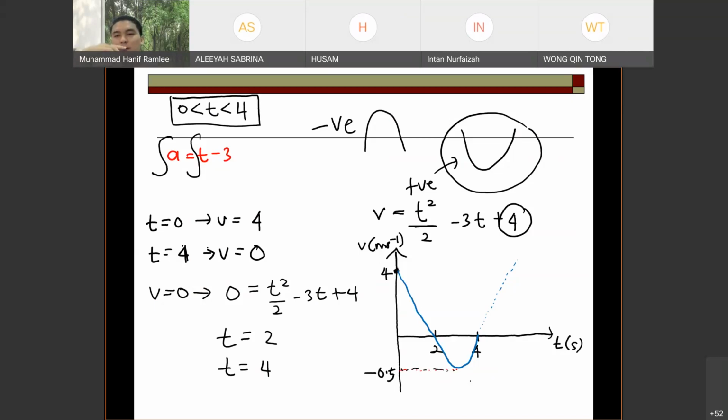Turning point, no. Li Jia Ying. Who asked this? Wong Kin Tong. Can you explain further about the completing the square? What do you mean?